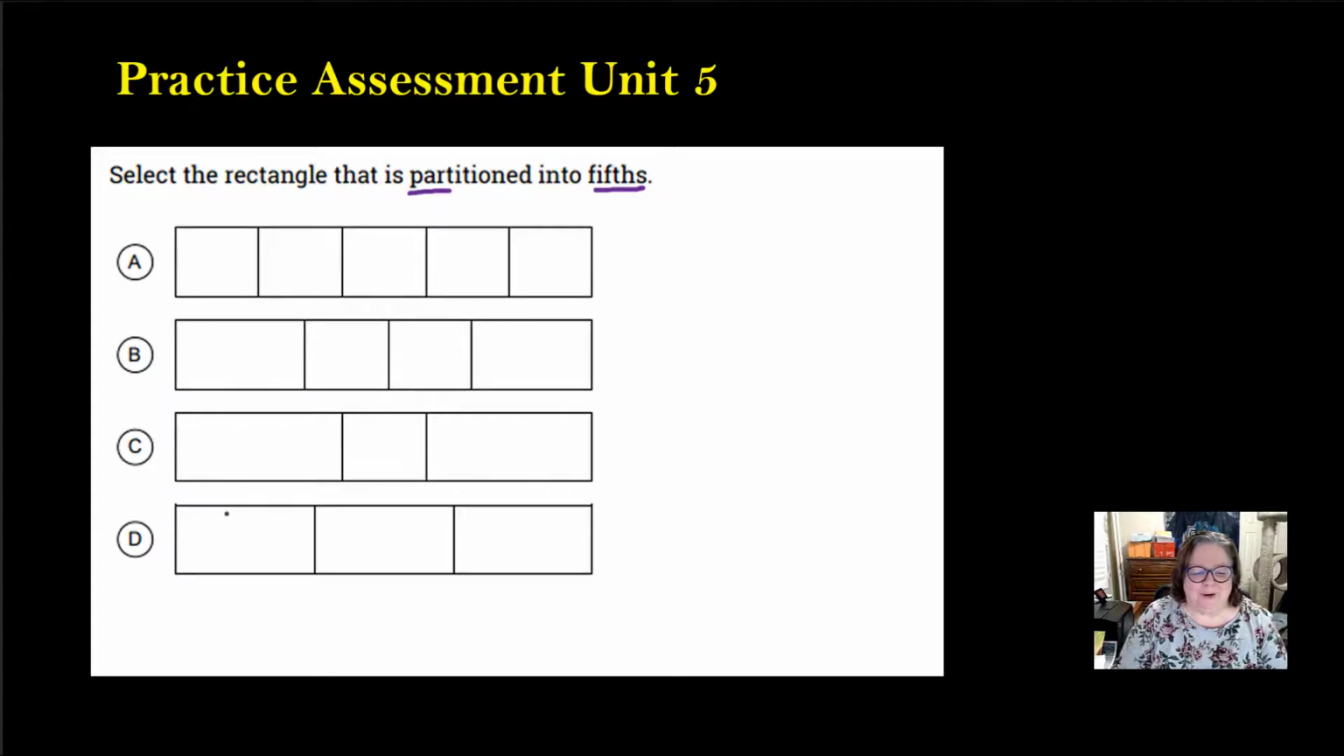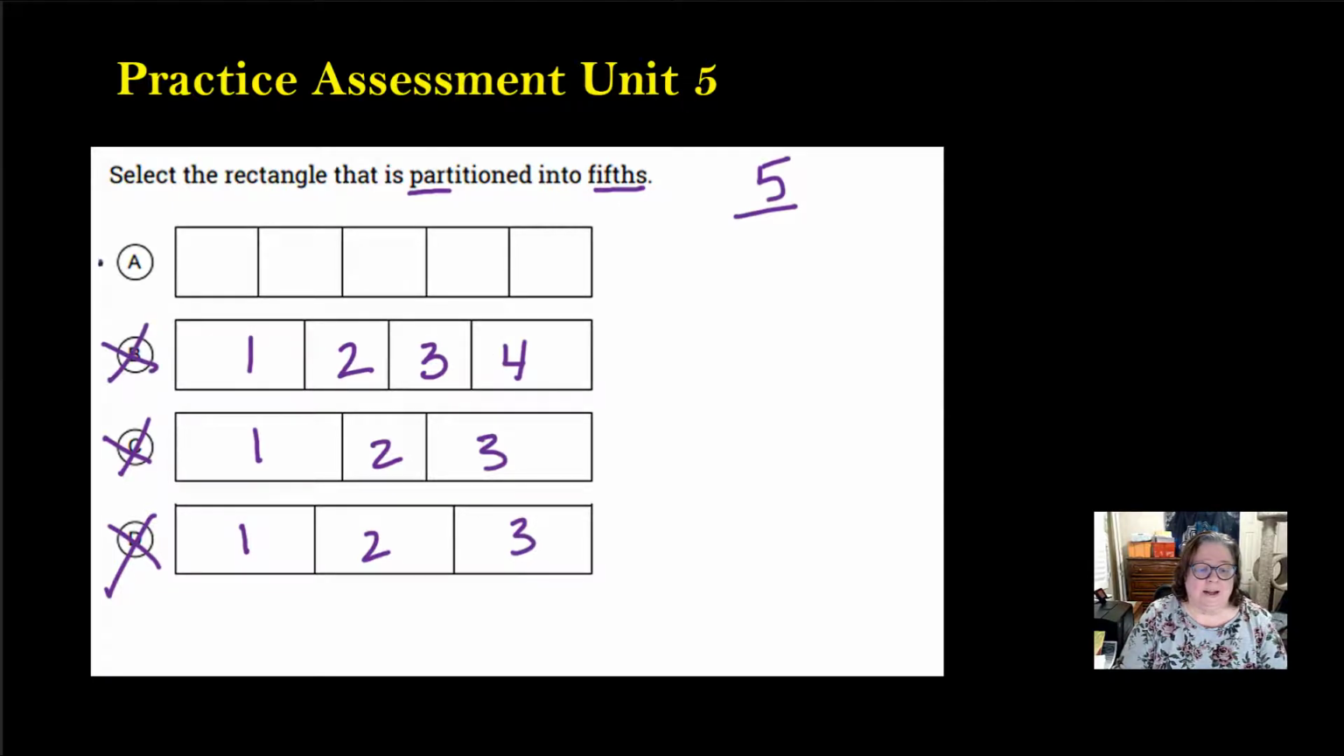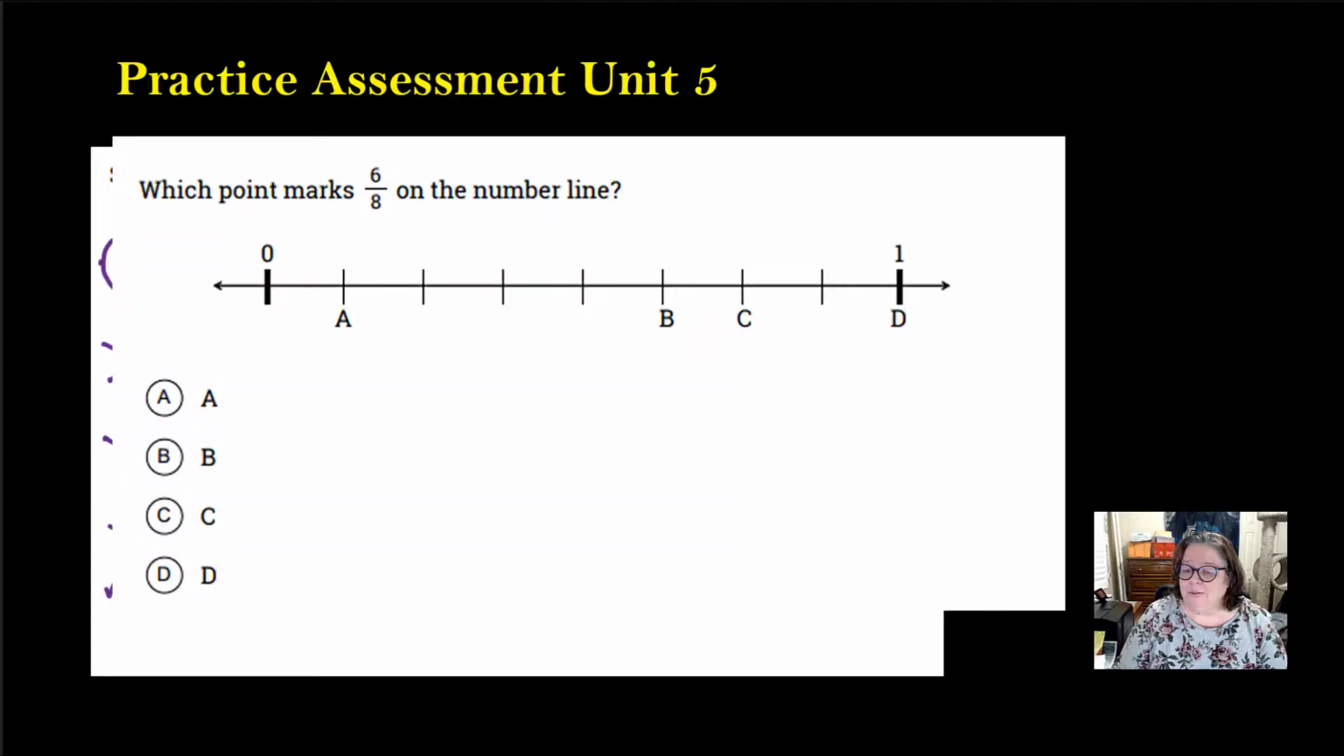But I'm going to start at the bottom. 1, 2, 3. Nope, we need 5 equal parts. Not going to be it. 1, 2, 3. And these parts aren't even equal. 1, 2, 3, 4. Nope, still not 5. And they're not equal. So it's got to be this last one, A. 1, 2, 3, 4, 5, and sure enough, they are equal. So our answer is A. Let's move on to the next one.